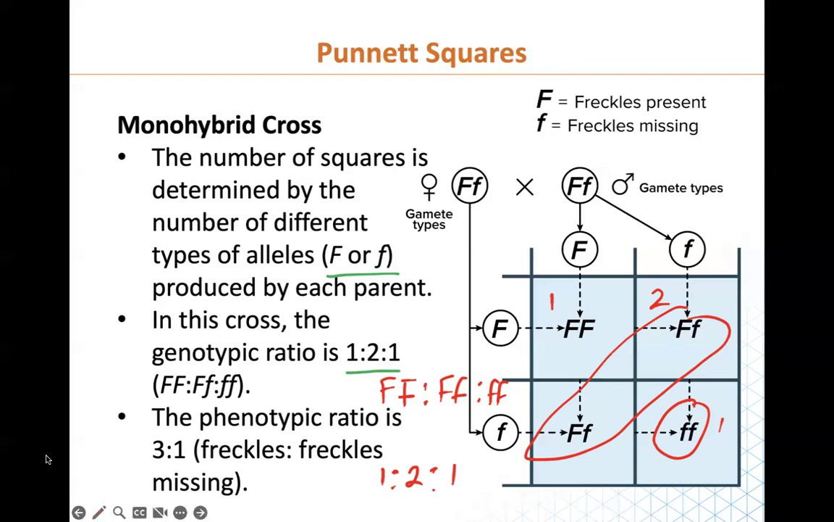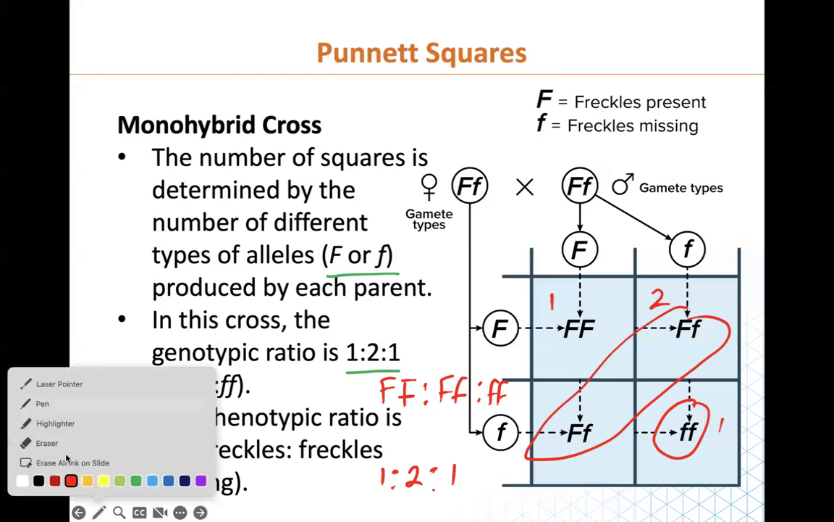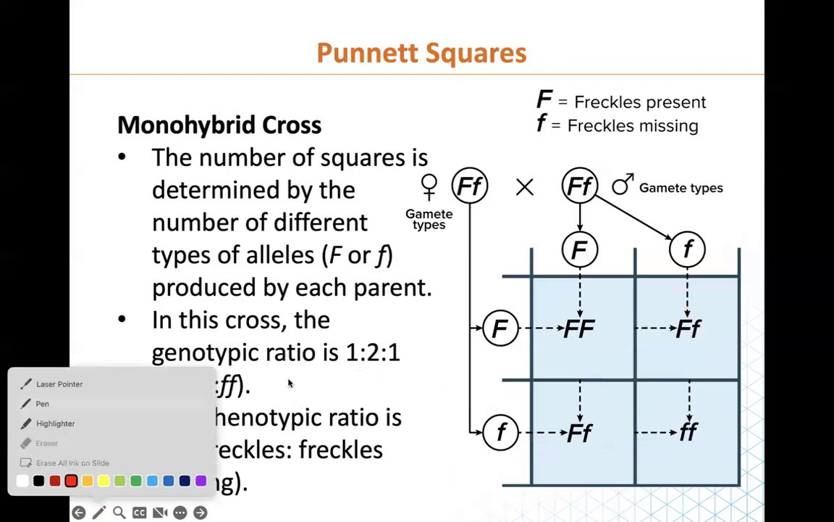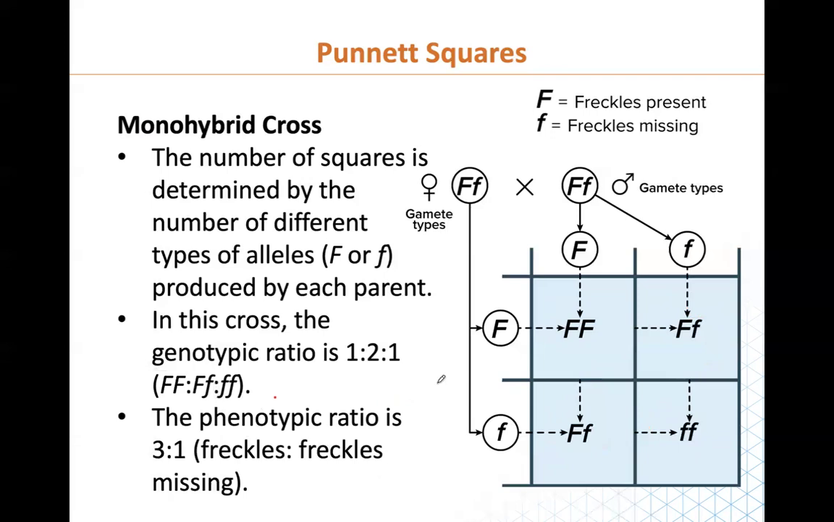But when we ask for the phenotypic ratio, what we want is, based on what you see, the number of kids that have freckles. You will count: this one would have, this one would have, this one would have, but this wouldn't have. So it's going to give you a ratio of 3 to 1. That's the phenotype. Guys, please understand these types of calculations very well.